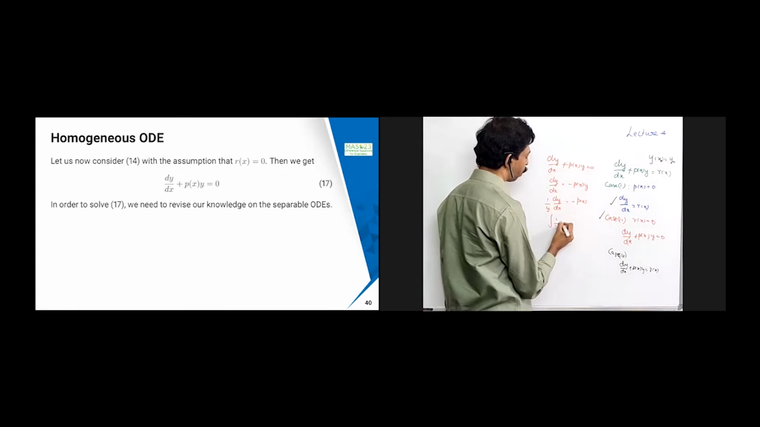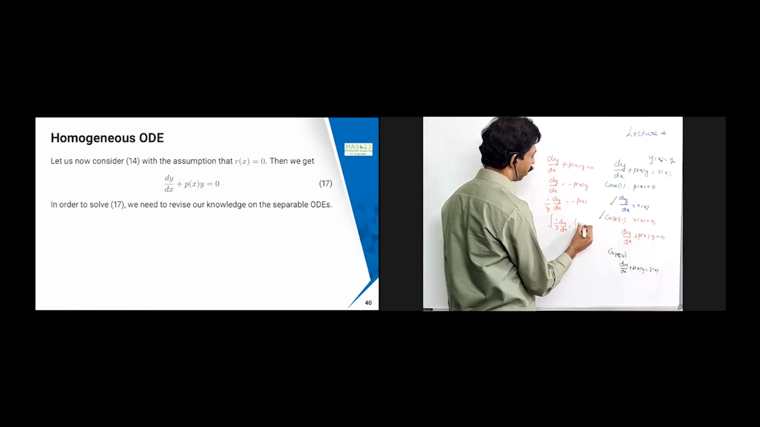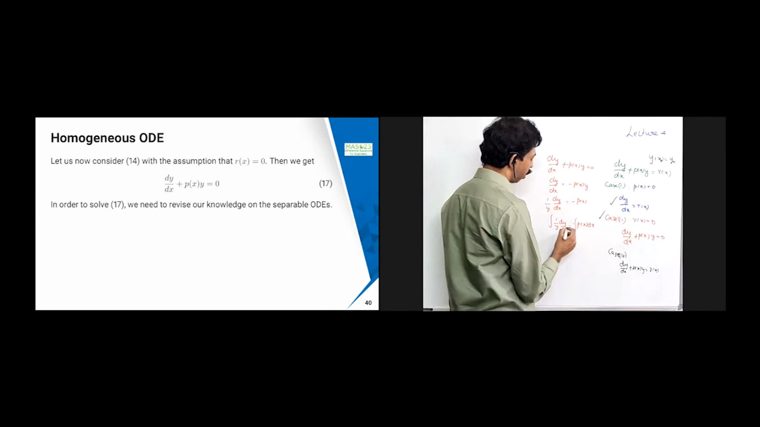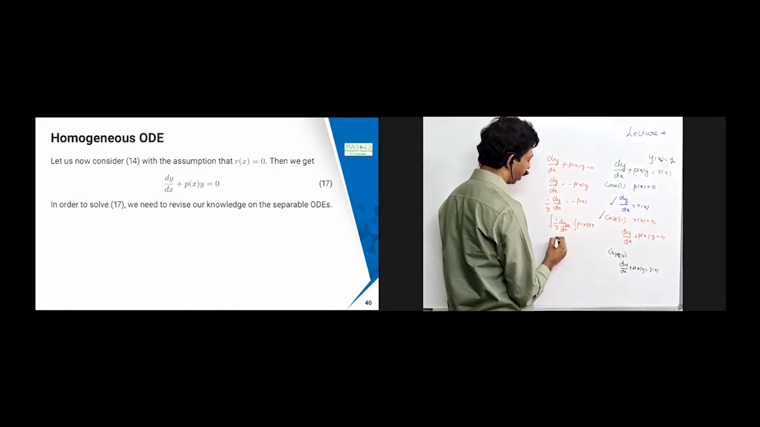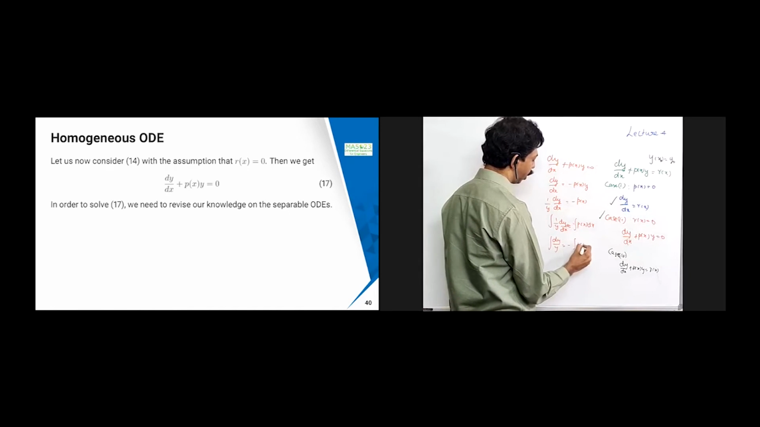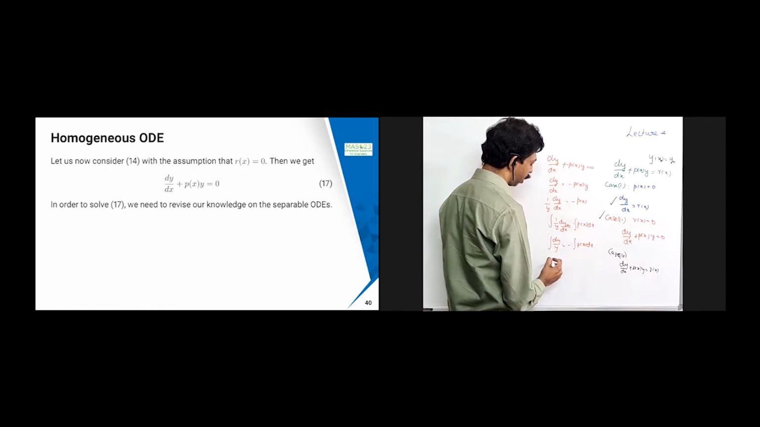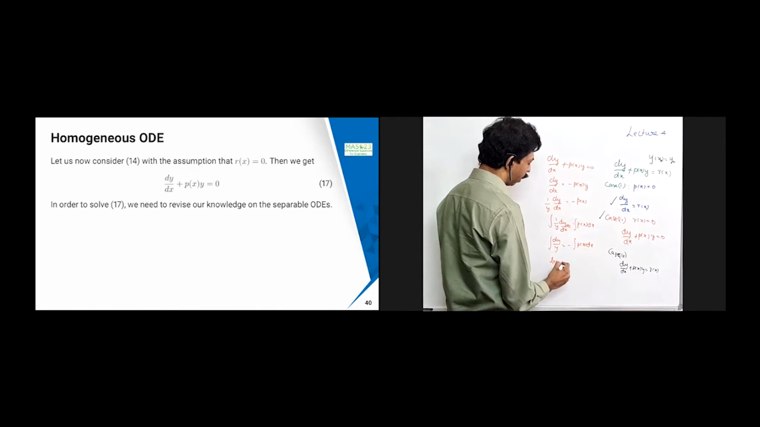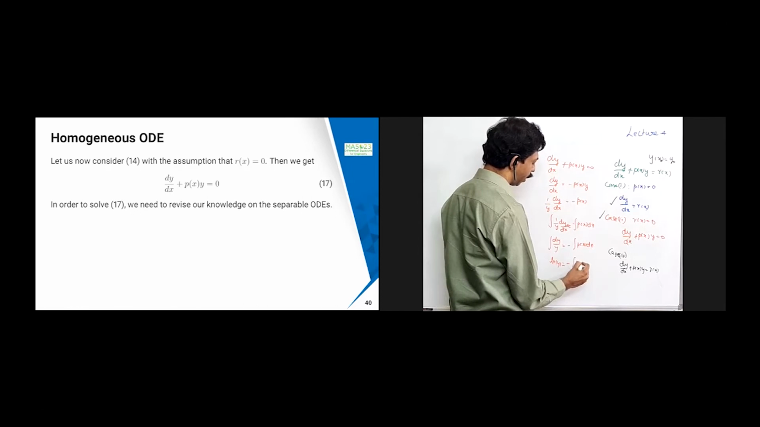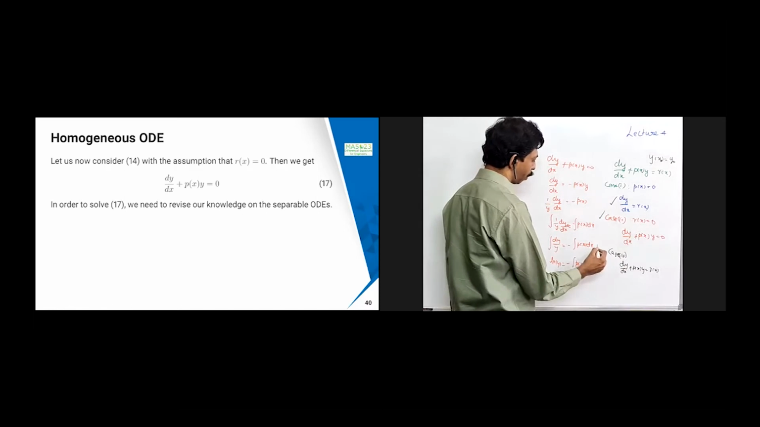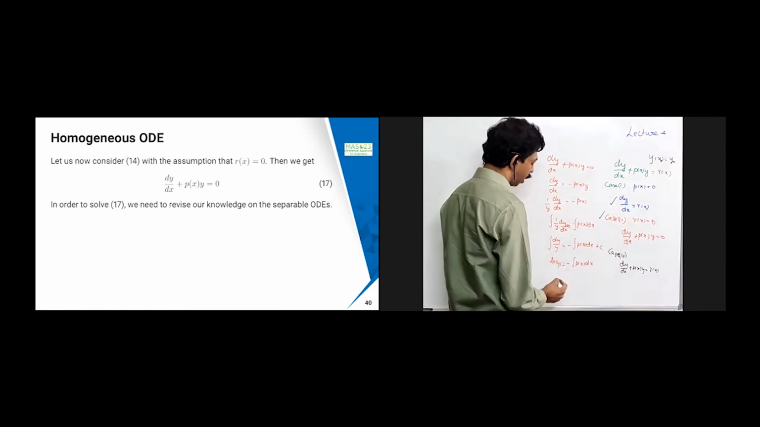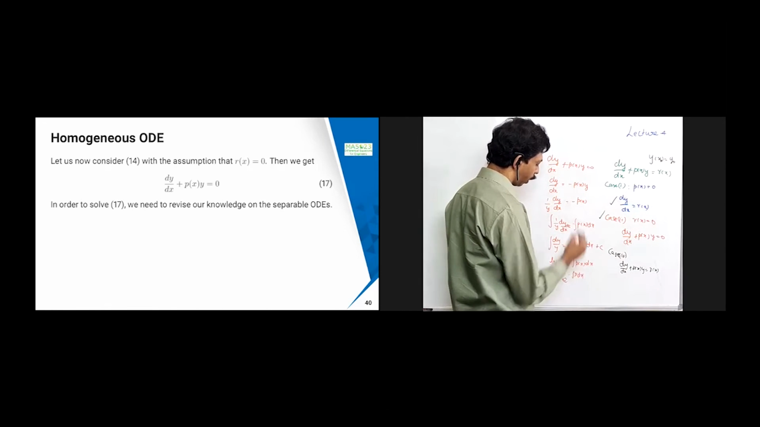Therefore this becomes (1/y) dy/dx = -p(x), and integrating, dy/y = -∫p(x) dx. So this is nothing but ln|y| = -∫p(x) dx, plus some constant, which comes once you integrate. So I can put y = e^(-∫p dx) times a constant. This is what we are going to do.